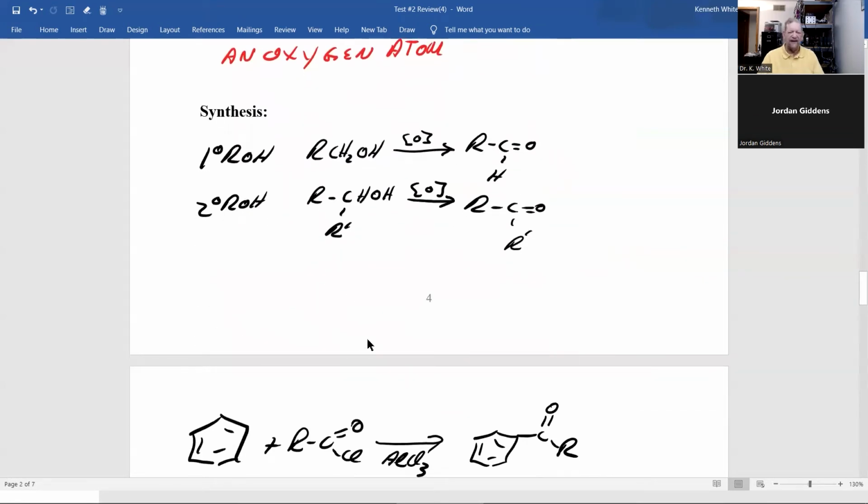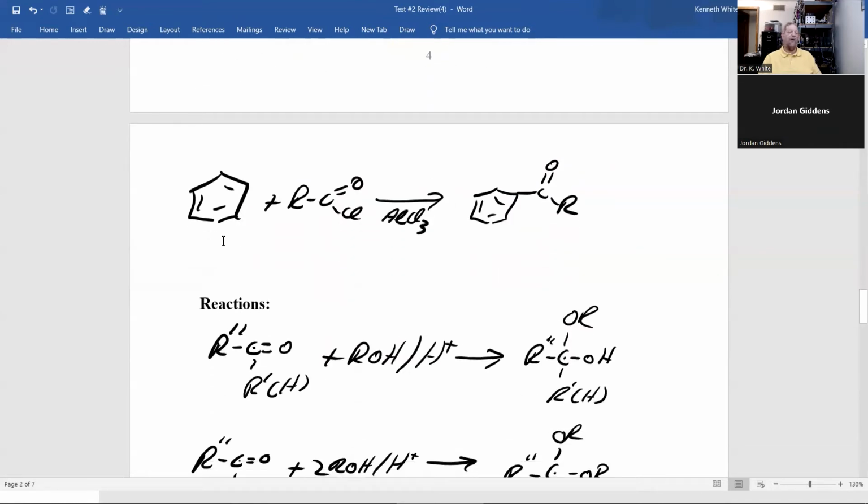Now, how do you make an aldehyde? Oxidize a primary alcohol. If you oxidize a secondary alcohol, you get a ketone. A neat way to make an aromatic ketone is to react benzene with an acid chloride, that's a carbonyl with a chlorine and an R group, with aluminum trichloride, and you make an aromatic ketone.